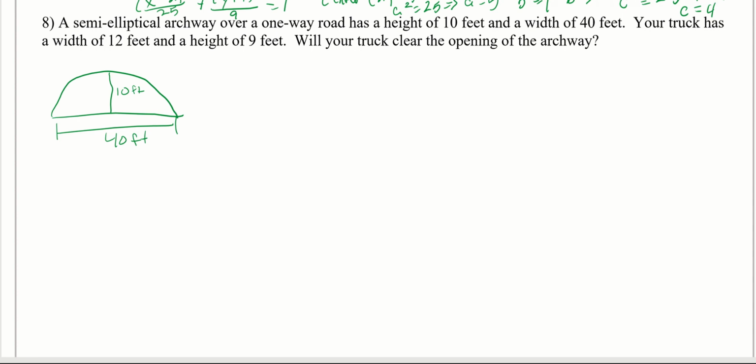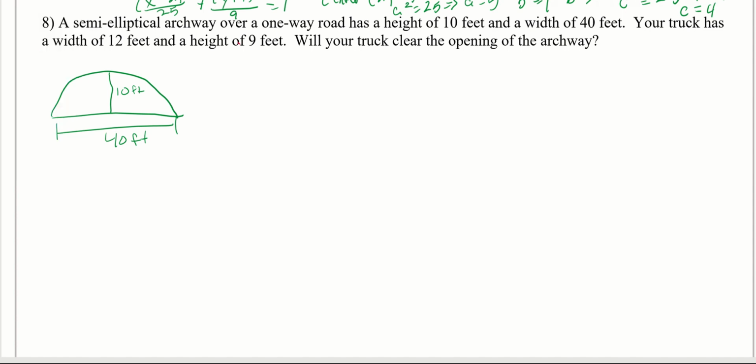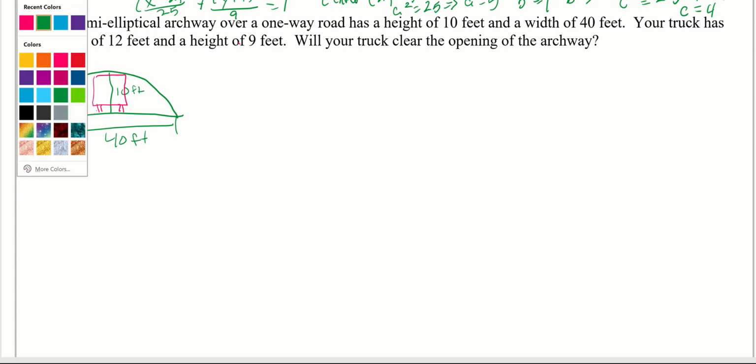Your truck has a width of 12 feet and a height of 9. Will your truck clear the archway, right? And so if you're a good driver, you know your truck's going to be super tall, and so you're going to try to drive right in the center, right? Because that's the best chance you have of not hitting the bridge. Okay. So a lot of you guys, I love when we do this problem. You go, nope, your picture's not touching the top, so nope, it doesn't hit. It'll clear, right? Obviously that doesn't work. We've got to make sure that we set up the equation.